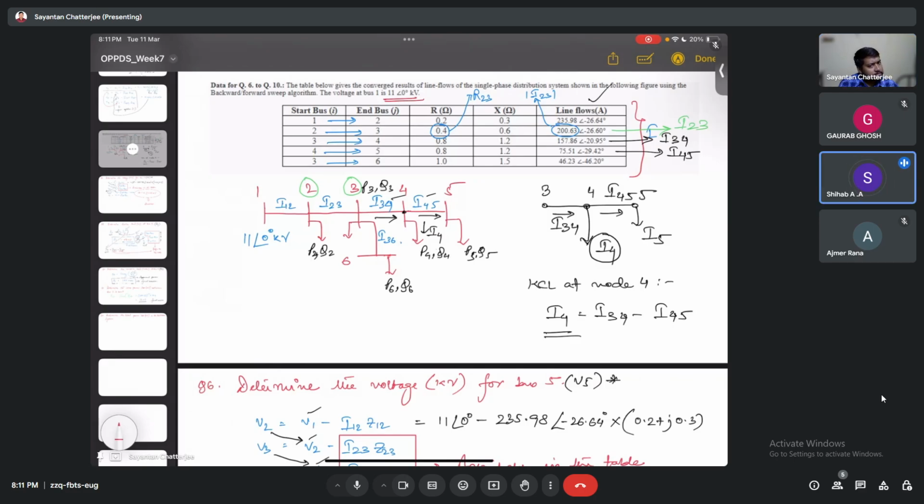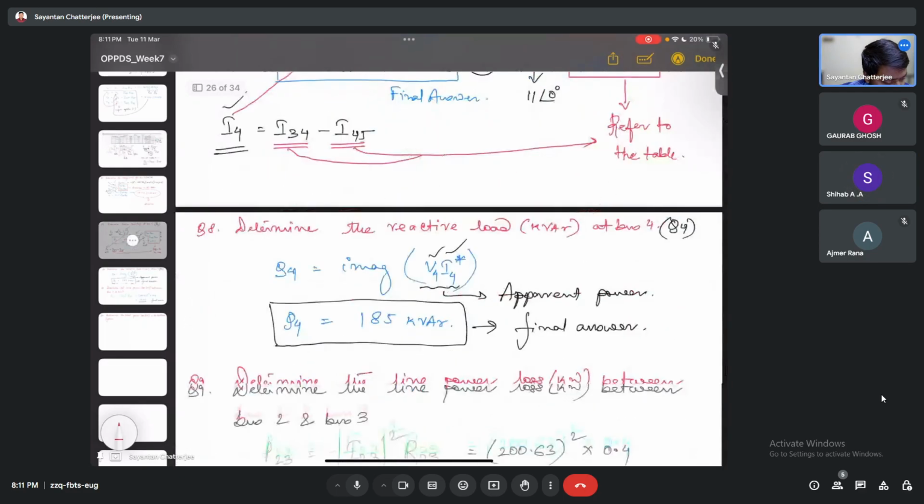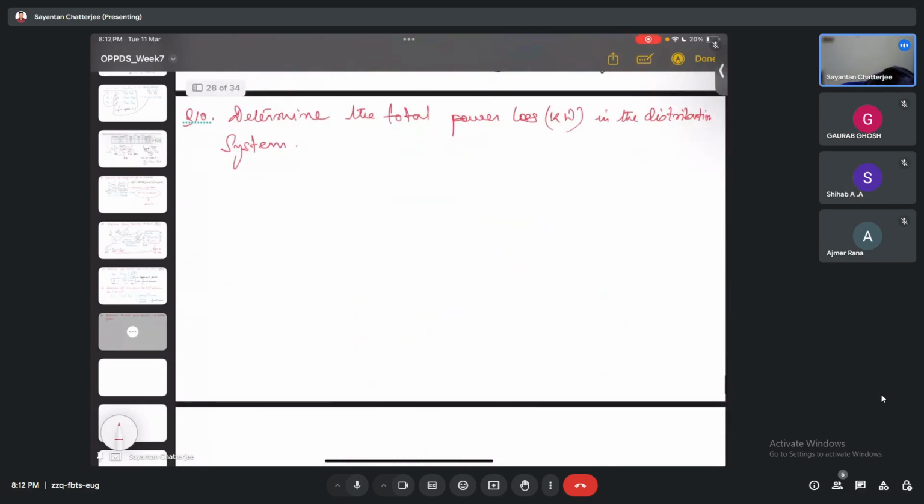Then total current square into resistance? No, individually we need to find out. If we take the total current, it is the sum of individual squares into resistance. So the total loss is I23 square R23, then I34 square R34.